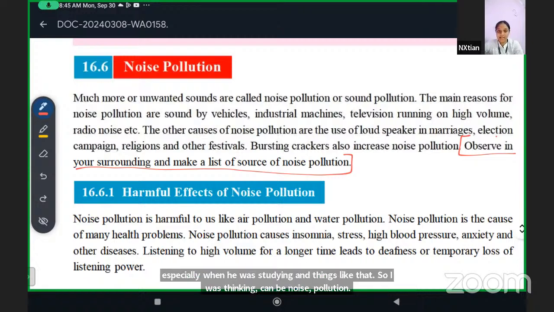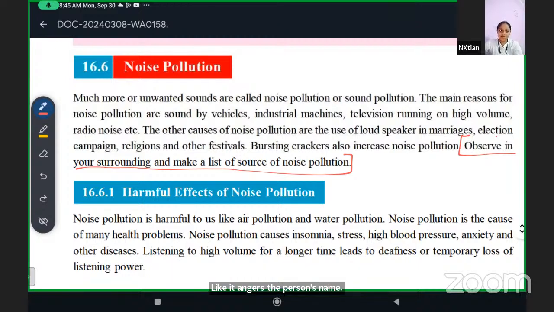The opinion is correct. It angers the person's mood. Like if I go to my grandparents' house and the bathroom door slips and slams by mistake, my grandparents may get a little angry.